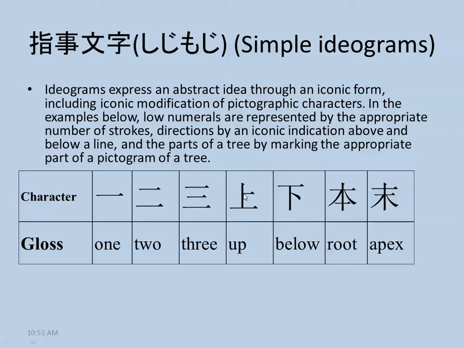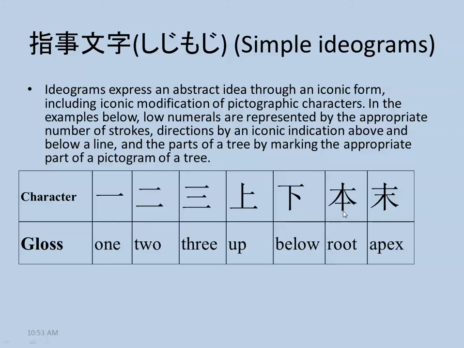3 lines, the abstraction of 3. A line here above a lower line represents the abstraction of something that is above or up. And likewise, a line here below a tall, longer line indicates the abstraction of something that's below or lower. Here we have the kanji for tree, ki, and then at the base of it, another line representing the base or the root of something.